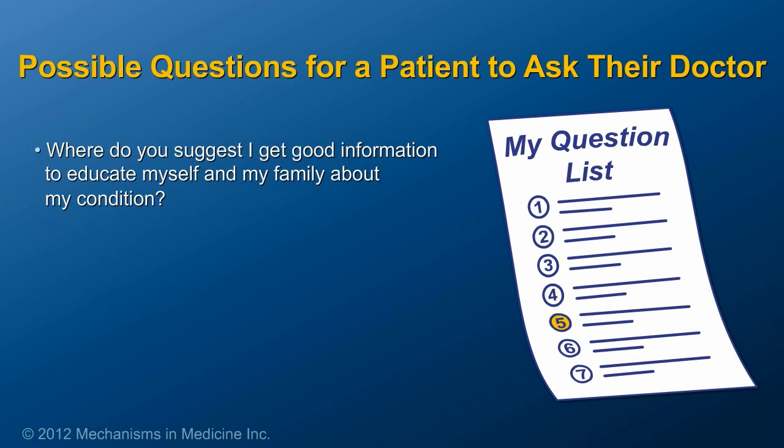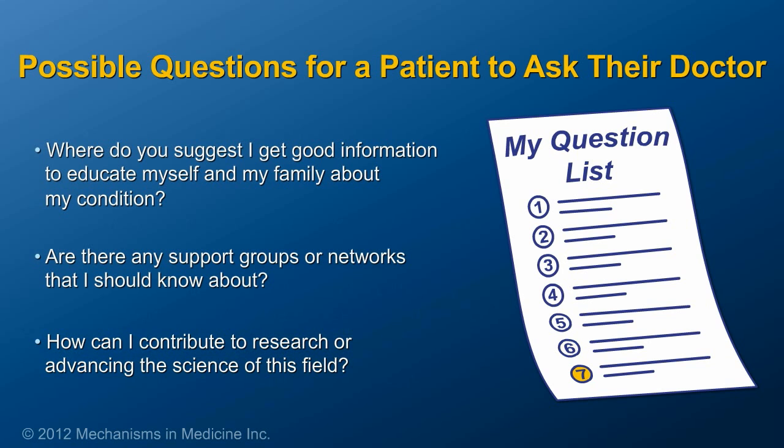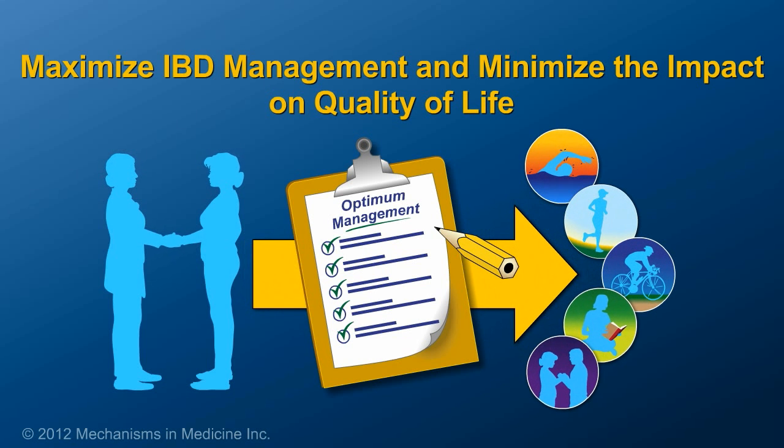Where do you suggest I get good information to educate myself and my family about my condition? Are there any support groups or networks that I should know about? How can I contribute to research or advancing the science of this field? Ultimately, it is important for the patient and doctor to jointly agree on the best way to manage the disease, as well as how to minimize its impact on the patient's daily life.